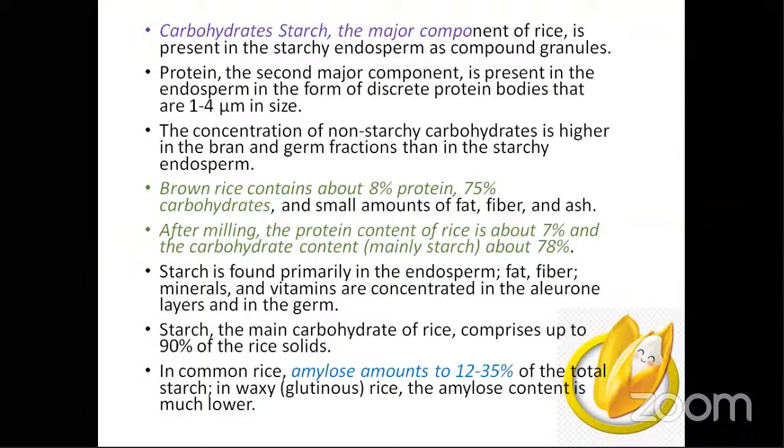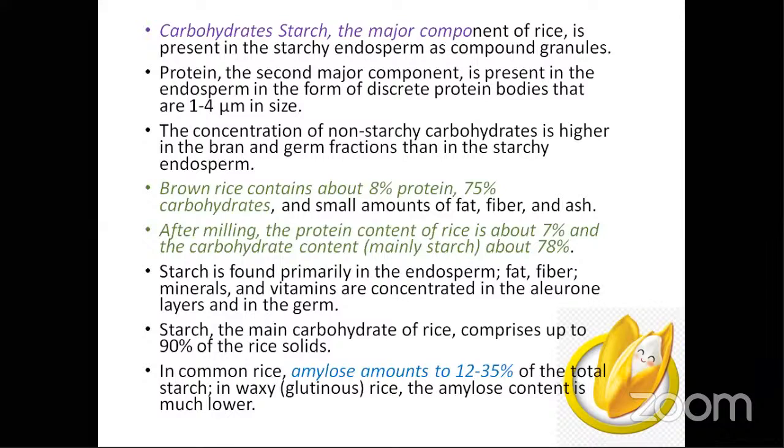Now the carbohydrates are mainly present in the endosperm. Then comes the protein. As I told you, it is present in the form of spherical granules. And brown rice contains around 8% protein and 75% carbohydrate. But after milling, that is after the removal of the bran and the germ, the protein content of the rice is about 7%. And the carbohydrate content increases, so it is 78%. So starch is the main carbohydrate of rice and it comprises up to 90% of the rice solids. And generally, amylose content is 12 to 35% and amylopectin is the remaining part. But in the case of waxy rice, amylopectin may be 100% also.